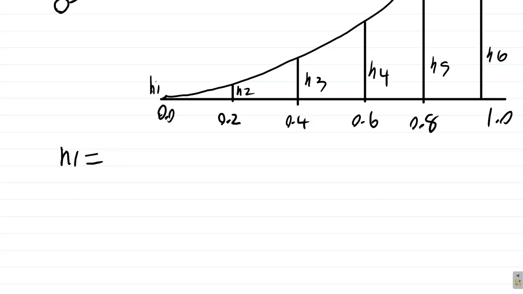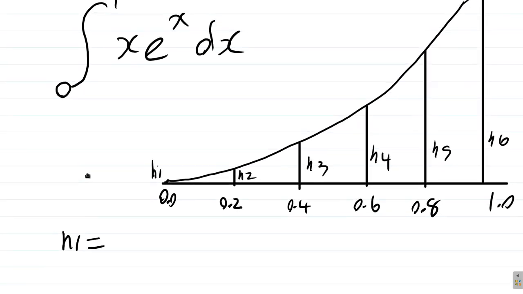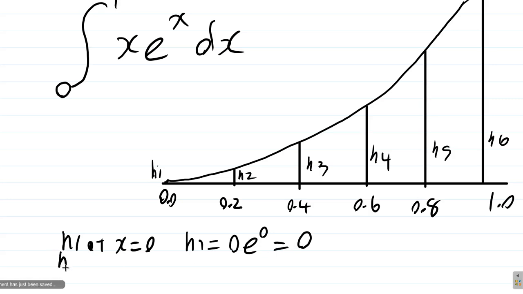H1 is equal to, that's when x is equal to 0. H1 at x equals 0. H1 equals 0 e to the 0. Right? 0 times e to the 0 is 0 times 1, which is 0. H2 is at x equals 0.2. So H2 is equal to 0.2 e to the 0.2.